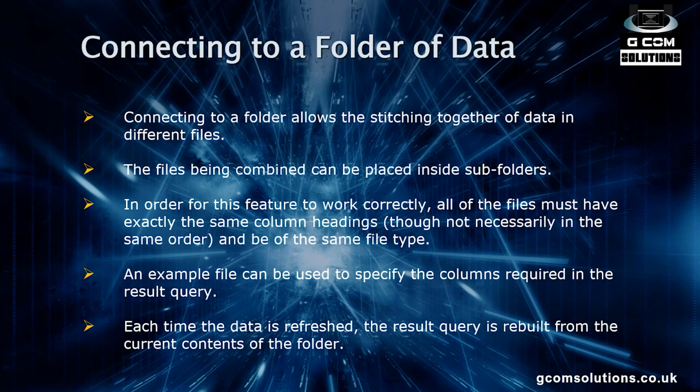The files being combined can even be placed inside subfolders. However, in order for this feature to work correctly, all of the files must have exactly the same column headings, although not necessarily in the same order, and they must be of the same file type. To provide greater flexibility when using this feature, you're able to specify an example file, and only columns in the example file will end up in the output file. Let's have a look at an example of how this feature works.